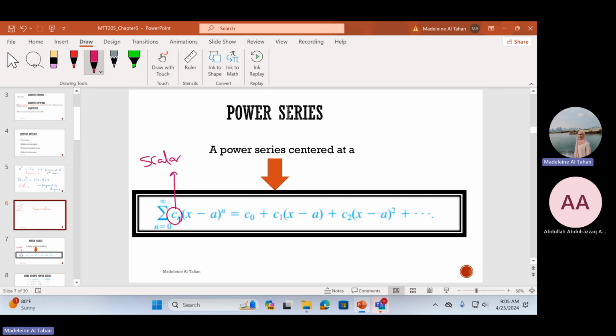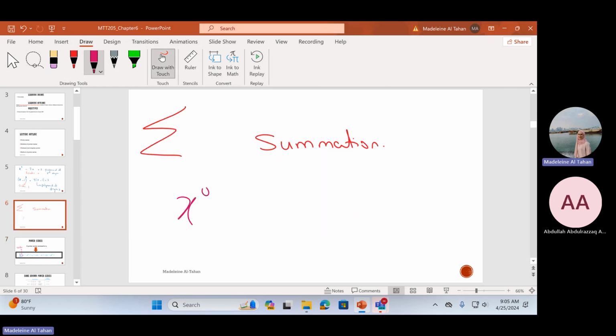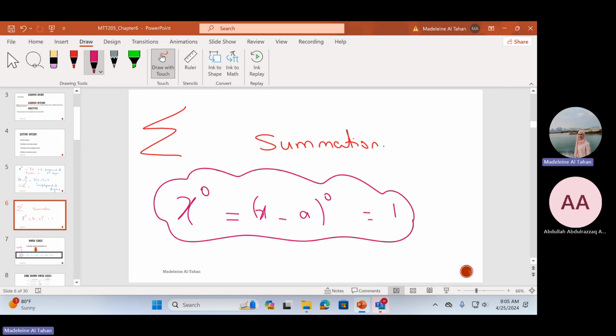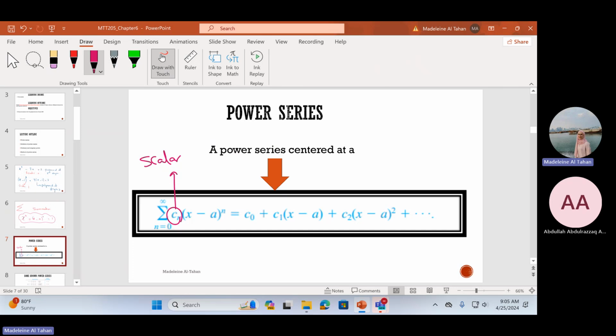So anything to the power 0, x to the power 0 and (x minus a) to the power 0, is equal to what? 1. So here we substituted n equals 0, what did we get? Only C0. At n equals 1, we got (x minus a) times C1. At n equals 2, we got (x minus a) to the power 2 multiplied by C2.